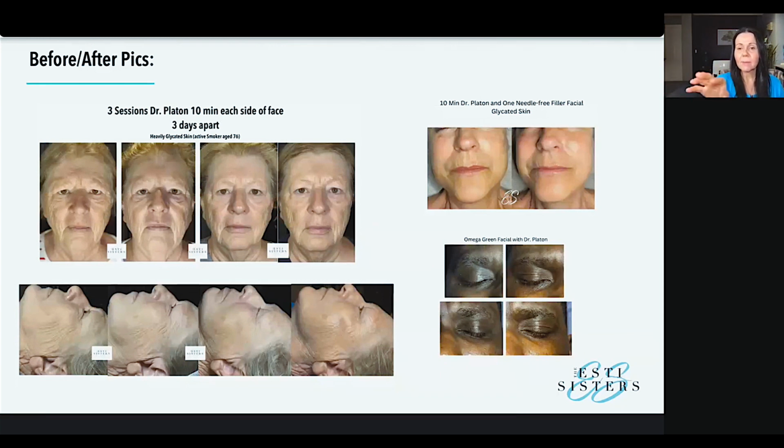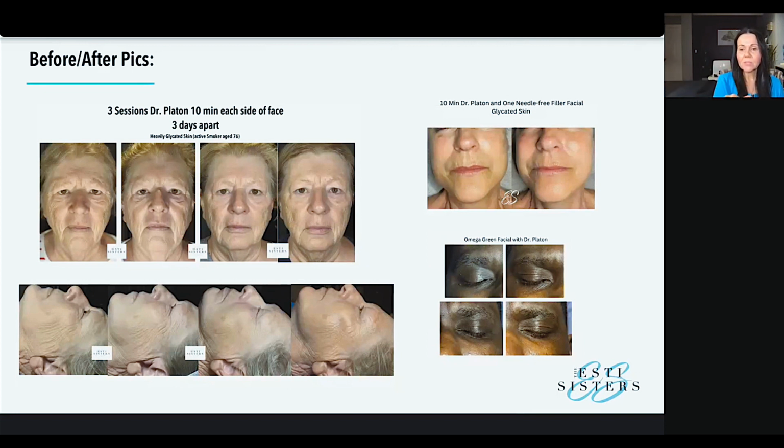So again, here is an example now on the right where I'm doing a combination of DrPlaton cold plasma with a needle-free filler facial to show you that you can get this effect of regenerating the skin, but also plumping from the inside out. And I will tell you that when I just did the needle-free filler facial without the DrPlaton, I did not get the same results. So that's very promising.